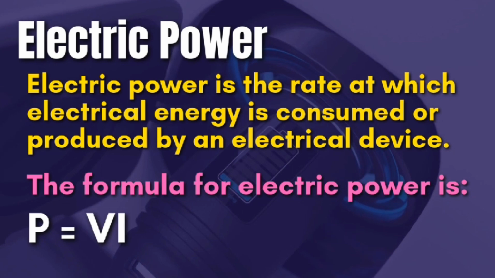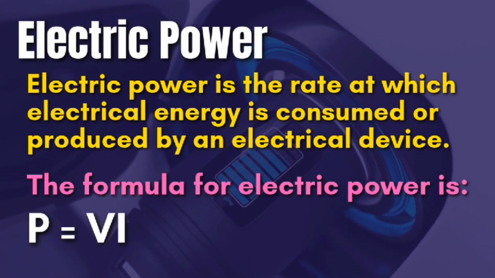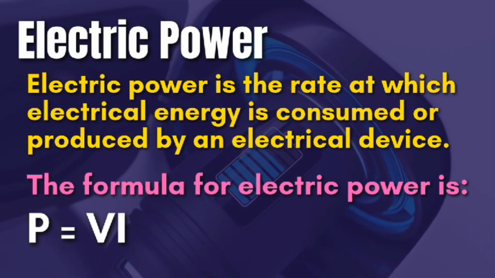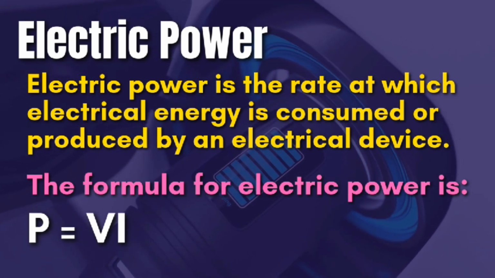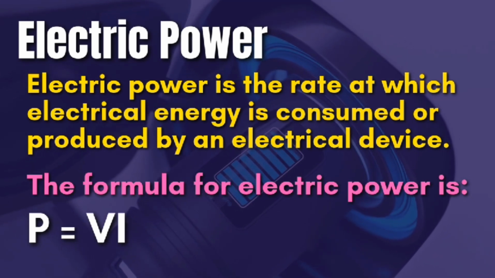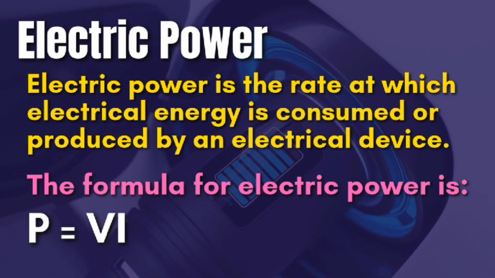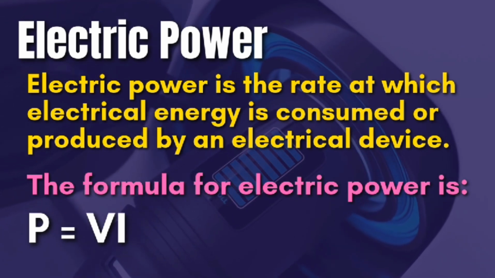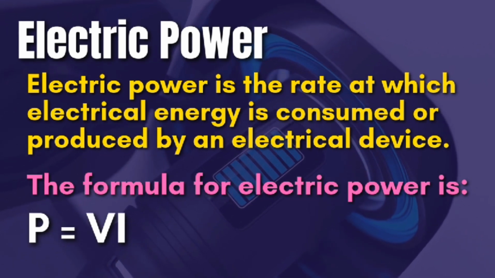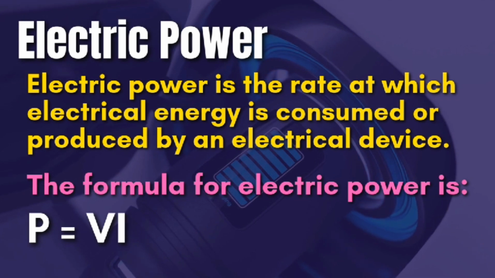Now let's define electric power. Electric power is the rate at which electrical energy is consumed or produced by an electrical device. In simple words, it tells us how fast an electrical device uses energy. The formula for electric power is P = VI, where P is the power in watts, V is the voltage in volts, and I is the current in amperes.